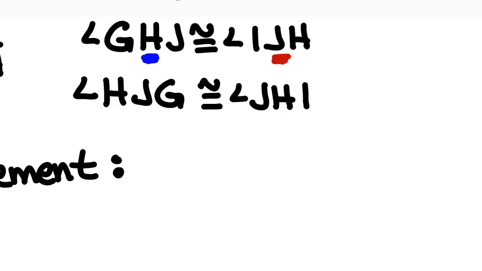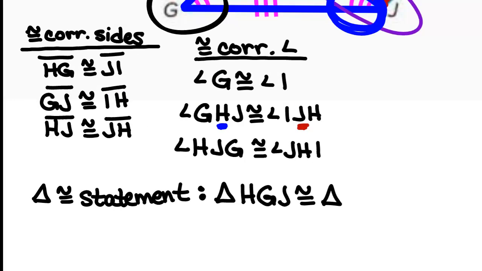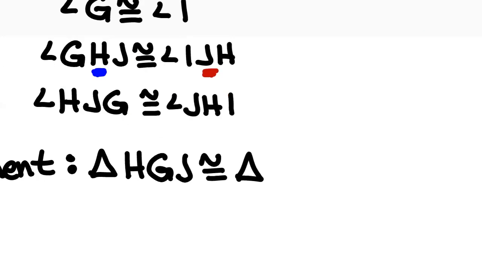So I'm going to write the first triangle. I'm going to say triangle HGJ is congruent to this second triangle. Because I've already written the first one, the order of the letters here has to be very specific. How would I write the second triangle name so that it is showing me my corresponding sides and angles with HGJ? JIH.